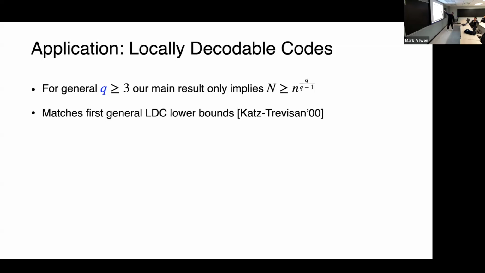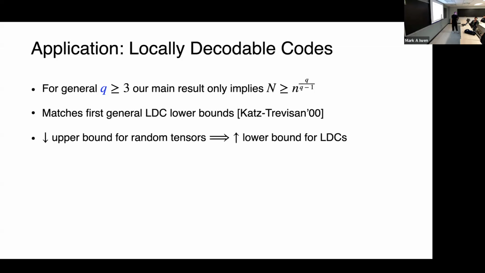I will say that this lower bound matches the first general LDC lower bounds by Katz and Trevisan when they introduced the paper. That proof was very different from the one implied by Gopalan's argument combined with our upper bound. In summary, if you can get an upper bound for random tensors, this immediately implies a lower bound for these LDCs, these very combinatorial objects.